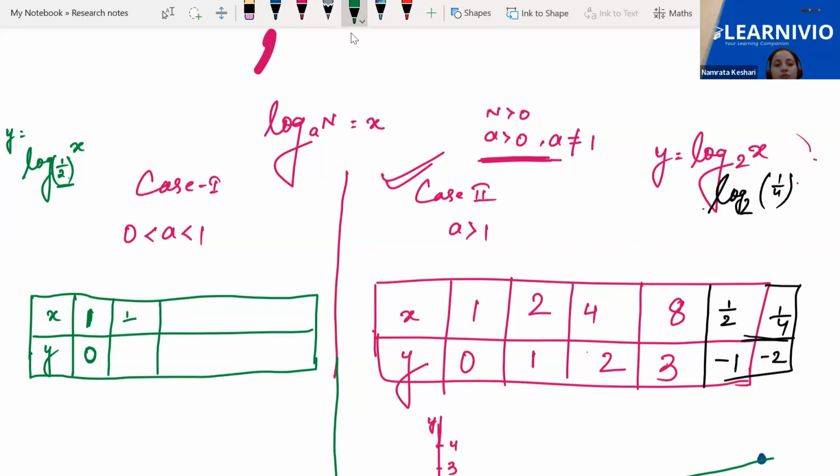We can take 1 by 2, right? The condition is that x must be bigger than 0, and 1 by 2 is bigger than 0. So we can take it, and the result will be 1. Let's take any other number. Which number do you want to take?